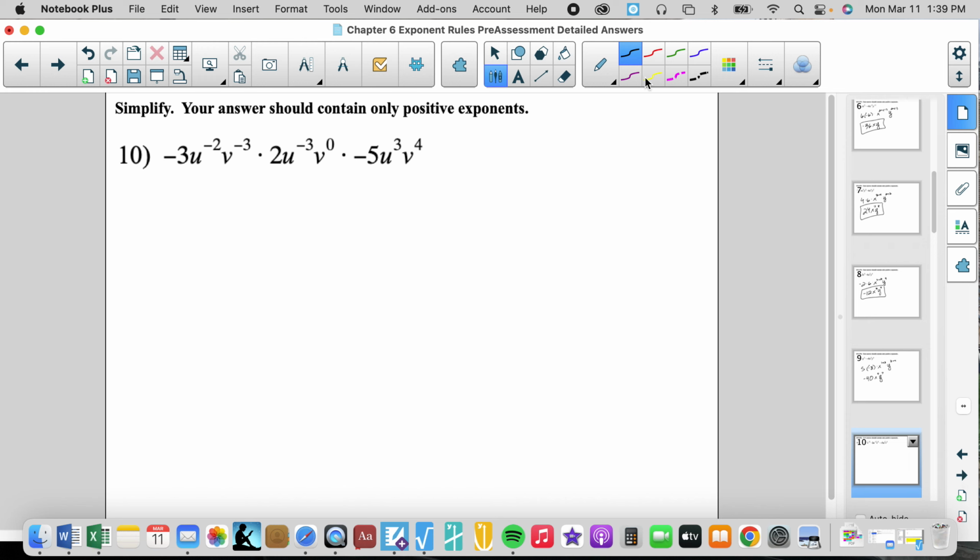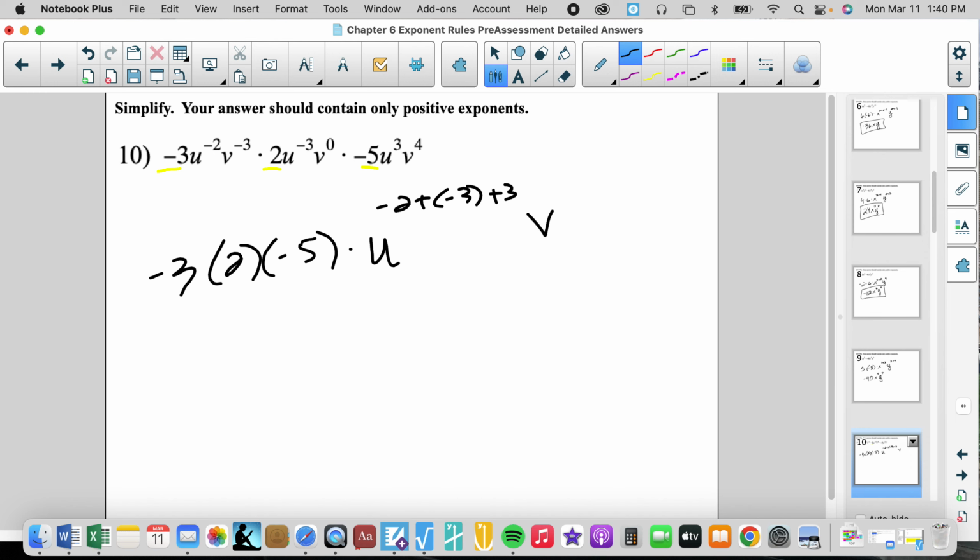So now we have 3. So we're still going to deal with their coefficients. Coefficients don't affect the variables in any way other than it tells you the item. So it's -3 times 2 times -5. Those are the coefficients. And again, we're going to do u to the -2 plus -3 plus 3. And then we have v, which is -3 plus 0 plus 4.